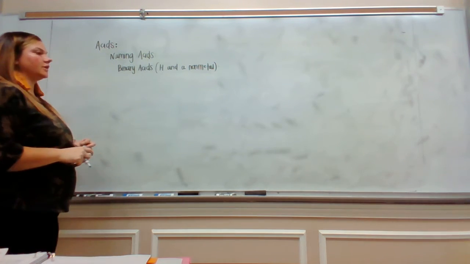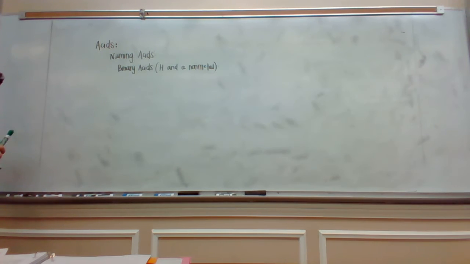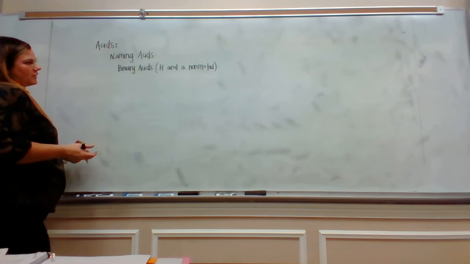Right, so we're going to divide acids into two categories. The first will be binary acids. This is just going to be hydrogen and a nonmetal, usually one of your halogens, but not always.